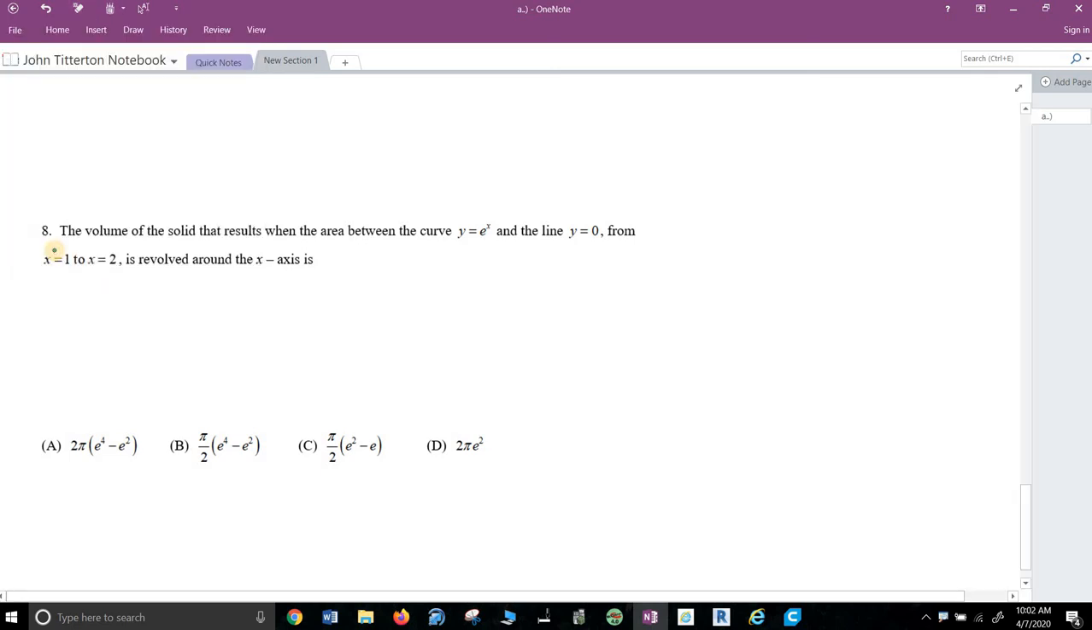Volume of the solid that results when the area between the curve and the line is revolved around the x-axis. e to the x starts up here at 1. 1 to 2, something like this, is revolved around the x-axis. So we draw the same thing down here. We're looking at circles like that. Kind of a funky lampshade.